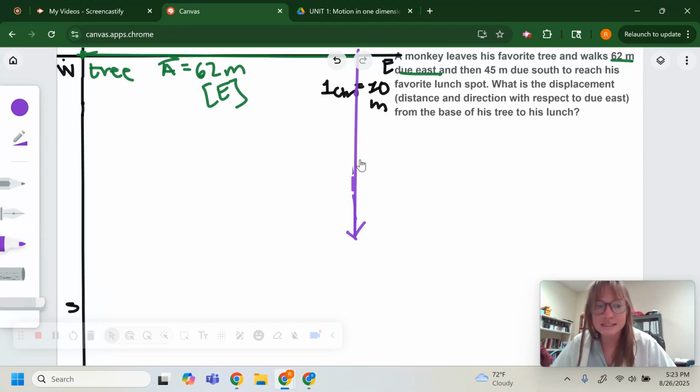Okay, next, I'm going to label this vector, and I'm going to label it vector B. And I'm going to say that vector B is this 45 meters south. So don't forget your vector hat. Don't forget to call it 45 meters. You do need units. And finally, don't forget to say the direction here, which is south.